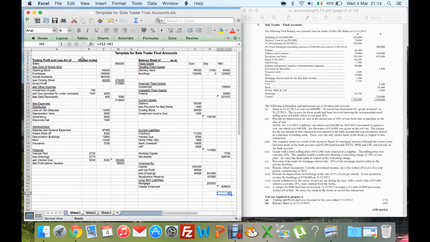The only other thing I should be doing really is putting my headings up here. You do get marks in the exam. So that's trading profit and loss of Mike McMahon, okay, for year end of 31st December 2013, and balance sheet of Mike McMahon at 31st December 2013. Okay, I hope that makes sense.